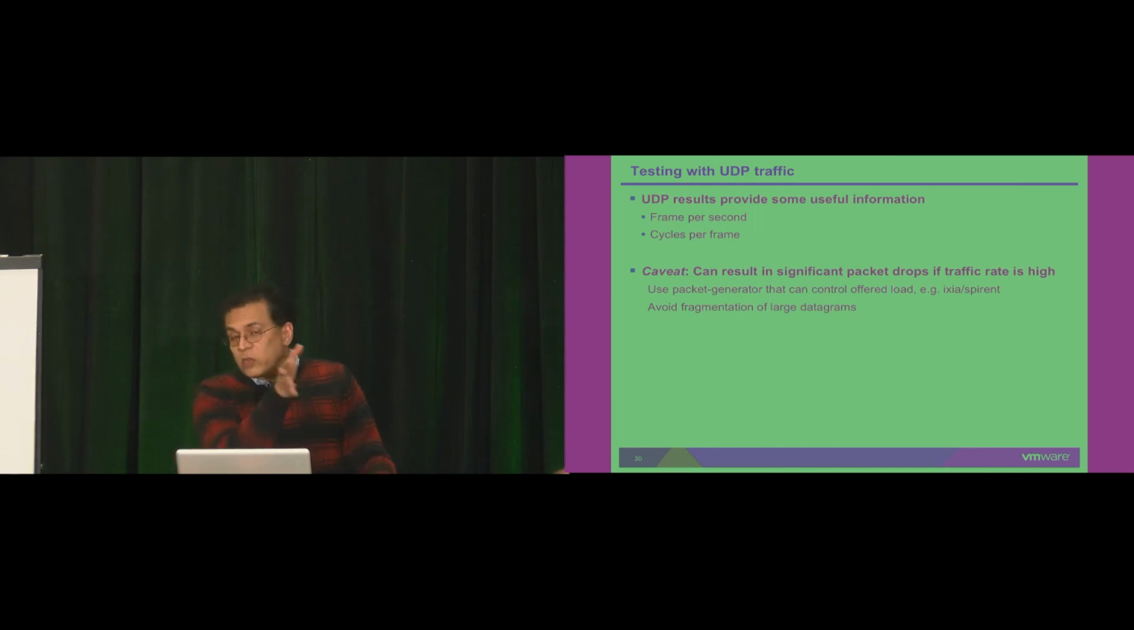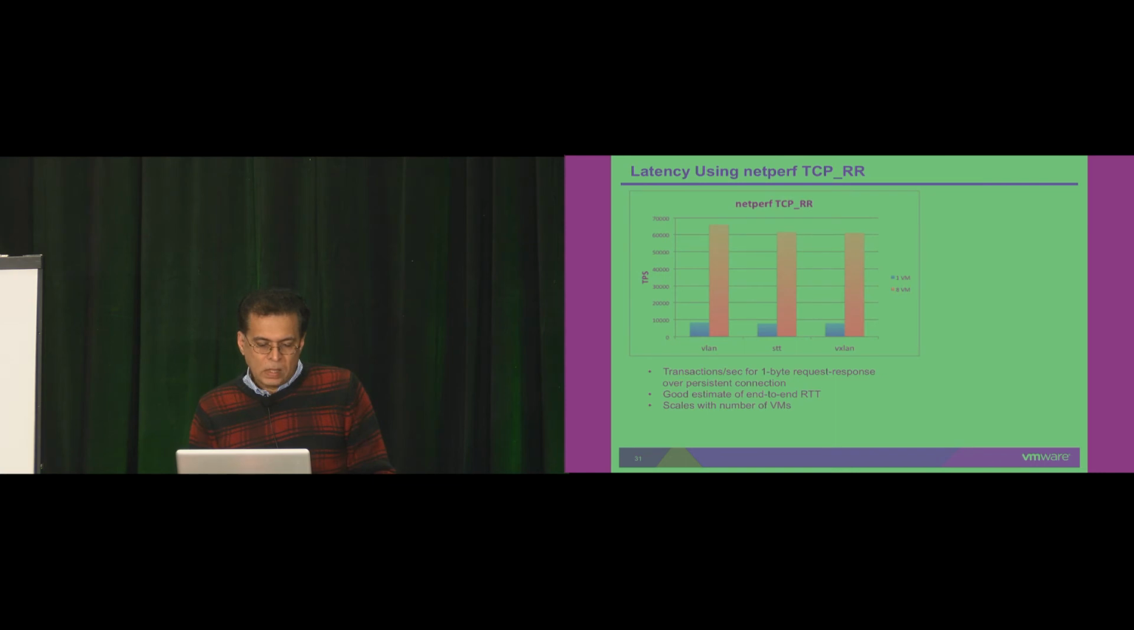That was with TCP traffic. Testing with UDP traffic is important because you can get frames per second and cycles per second. The caveat is that with UDP tests, if they result in significant packet drops, that skews your numbers and it's hard to interpret. So use packet generators that can control the offered load so that you don't get too many packet drops, and that you avoid fragmentation of large datagrams. We use netperf TCP-RR. This is a good indication of the end-to-end latency, and here are some results for that. This opens a persistent connection and does a request-response kind of test.